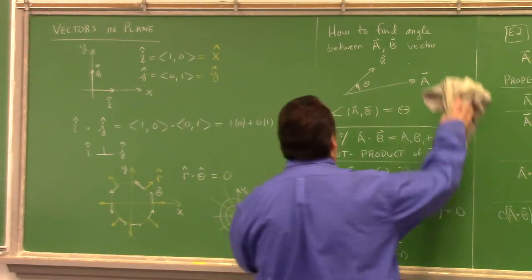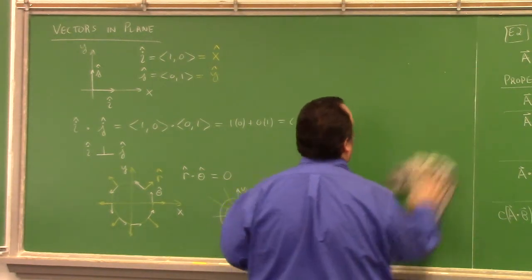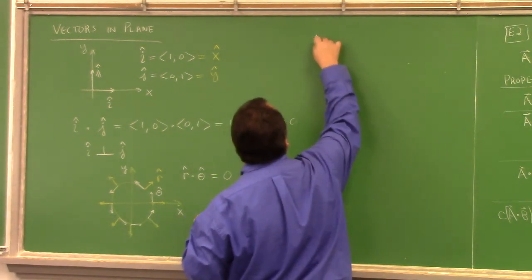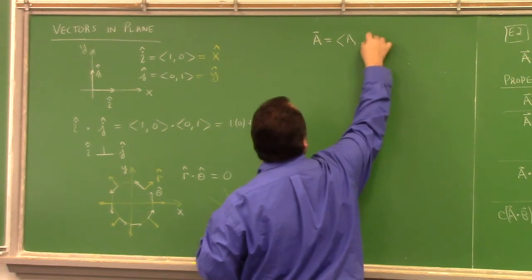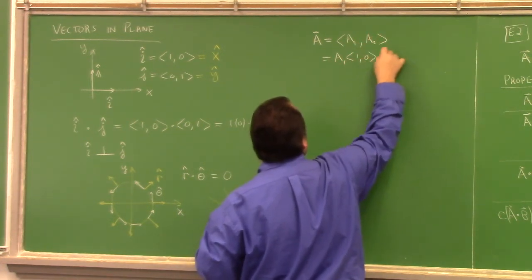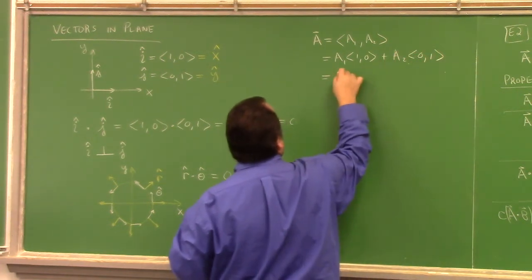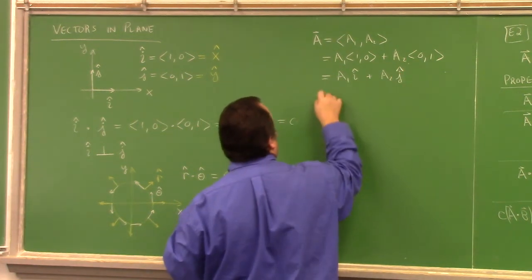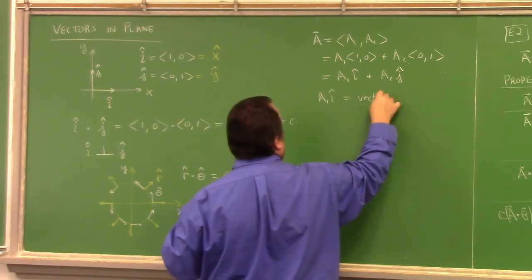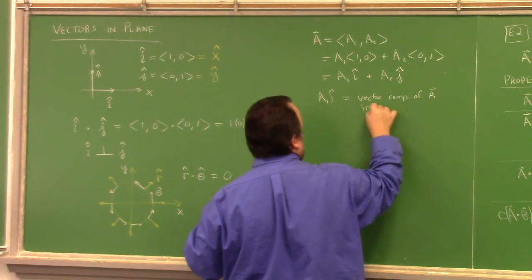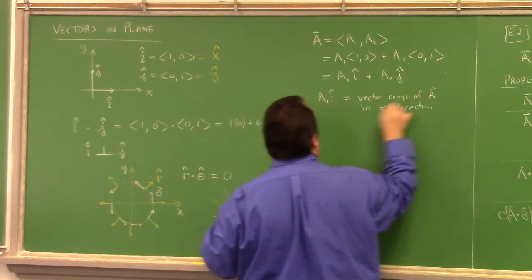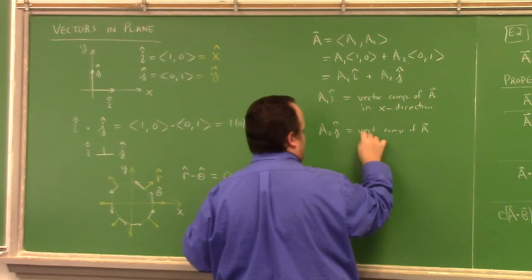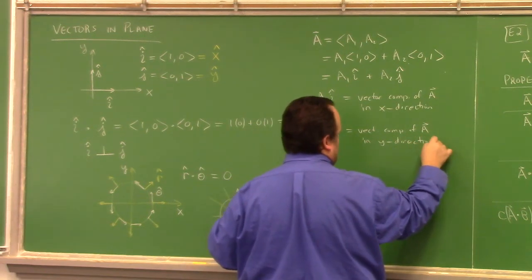So let me do one example of this dot product business here. I guess I should mention, if you have A, you've got A1, A2, you could write that as A1 times (1, 0) plus A2 times (0, 1). So this is A1 i hat plus A2 j hat. A1 i hat is the vector component of A in the x direction, and likewise A2 j hat is the vector component of A in the y direction. I mentioned before that the numbers are the scalar components. These are the vector components.